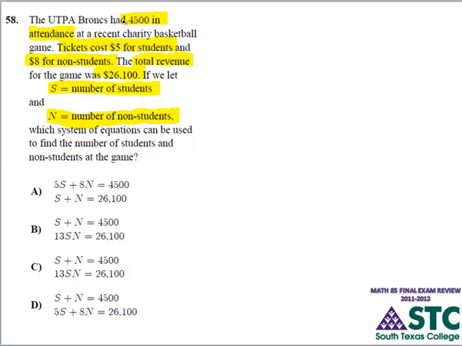So we know that in total they had 4,500 people. So that was both students and non-students. We don't know how many yet, but we do know that students plus non-students equals 4,500 people. So that's the first part of our system. That's the easiest thing that we can use so that we can start eliminating answer choices here. So S plus N equals 4,500 because that's how many people were in attendance in total.